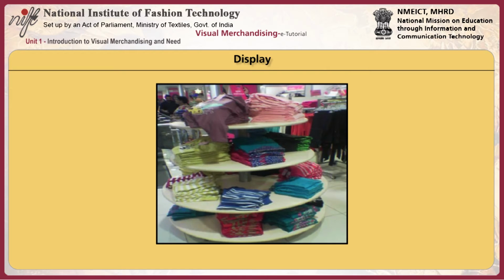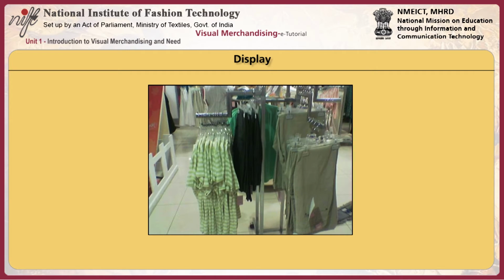Coming to the next image, you can see the gondola, which is on the floor, and you have merchandise displayed on the gondolas. Moving over to the next part, we have four-way racks, which are again a part of the store.